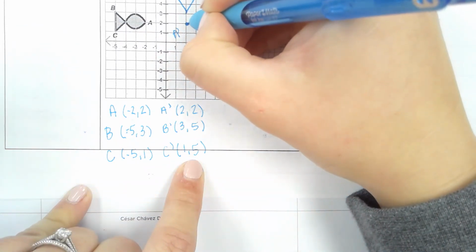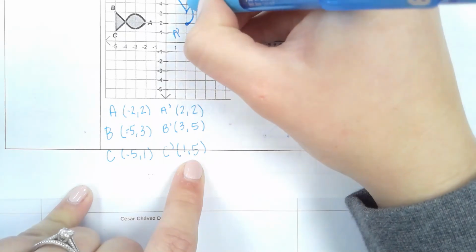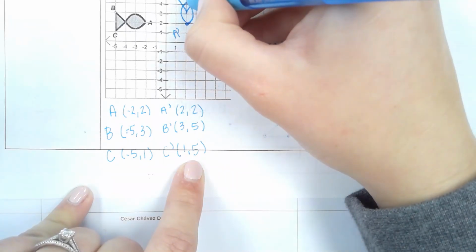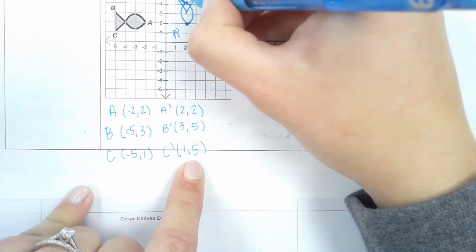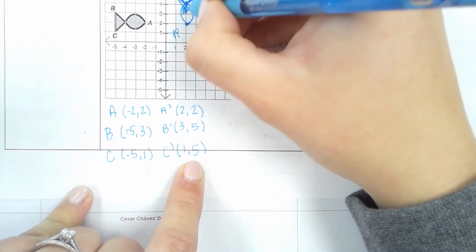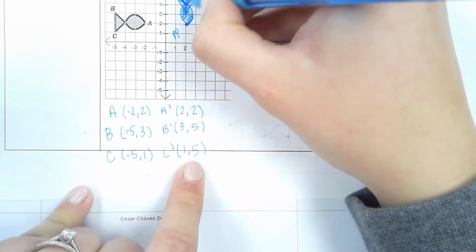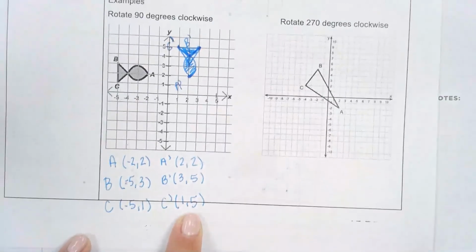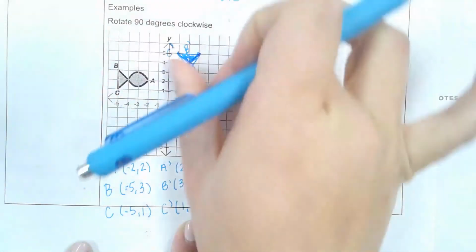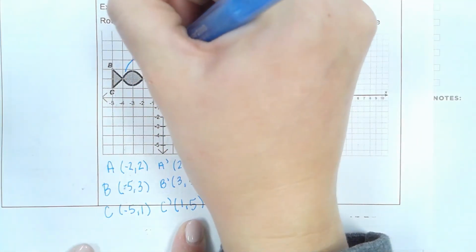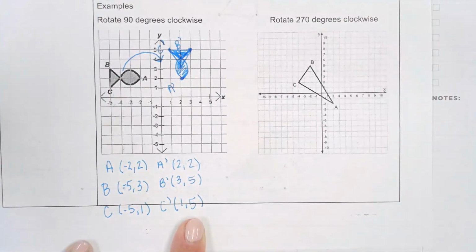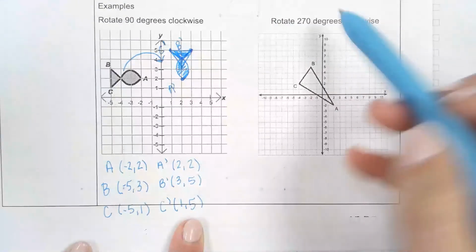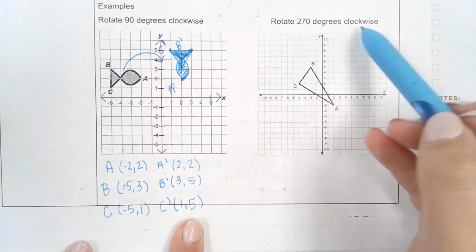And I'm not the best at drawing, so I'm just going to guess it's going to look something like this. I didn't put my triangles in the right spot. There we go. So there's my fish. So as you guys can see, all that it did was it just rotated 90 degrees clockwise. It went from here, and then it rotated down there. Okay? And then our last one, so rotate 270 degrees clockwise.